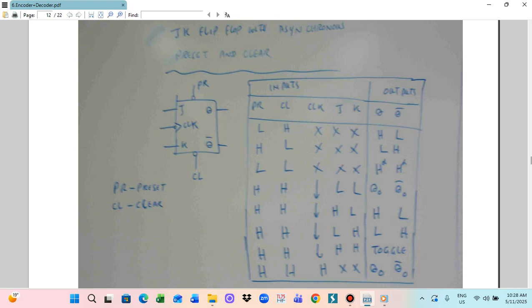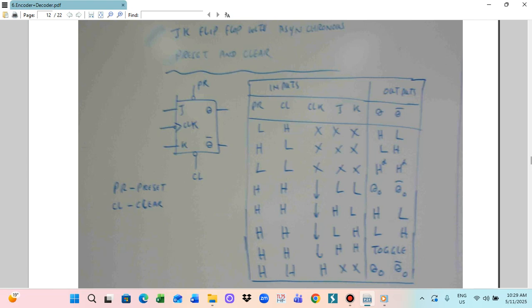And if you put PR low and CL low, so you don't put any data for the clock and the J and K, the output is high and high. And when you put PR high and CL high, with the clock going, and J low and K low, the output is Q0 and Q bar 0. So this is the initial state. The opposite to the initial state, two things happen. So this one is PR high, CL high, and the clock is going to the negative edge.